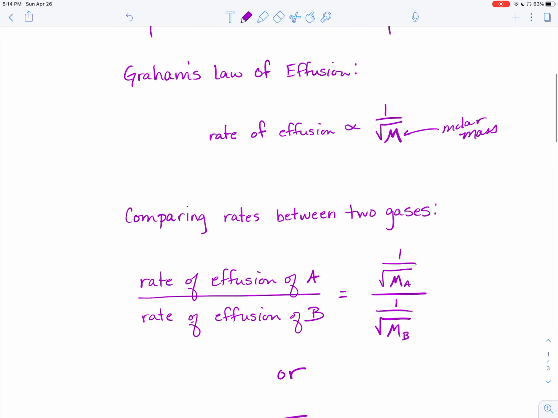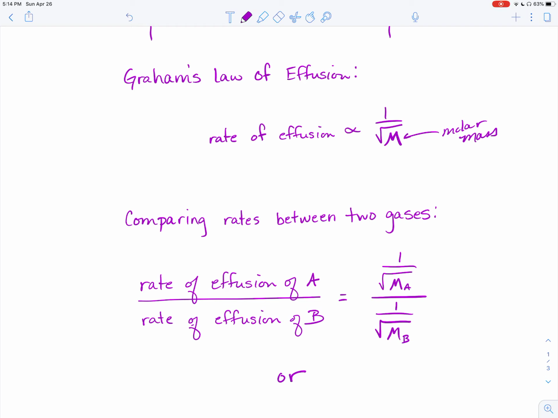When you're comparing rates of effusion, you typically say the rate of effusion of gas A is to the rate of effusion of, say, gas B. If you know what the actual rate of effusion is, you can divide these two, and that'll tell you a ratio of how much faster or slower gas A is moving out of the container than gas B. Since the rate of effusion is inversely proportional to the square root of the molar mass, there's another way to write that: you can compare rates of two gases by taking 1 over the square root of the molar mass of A divided by 1 over the square root of the molar mass of B.